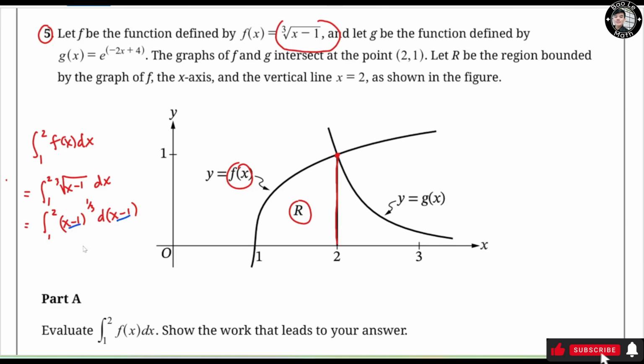We can use the power rule, right? So it's going to be (x minus 1) raised to the 1/3 plus 1, over 1/3 plus 1, evaluated from 1 to 2. So it's going to be 3 over 4 times (x minus 1) to the power 4 over 3, evaluated from 1 to 2. So it's going to be 3 over 4 times, substitute 2 for x, it's going to be 1, right? Substitute 1 for x, it's going to be 0, right? So the answer must be 3 over 4.